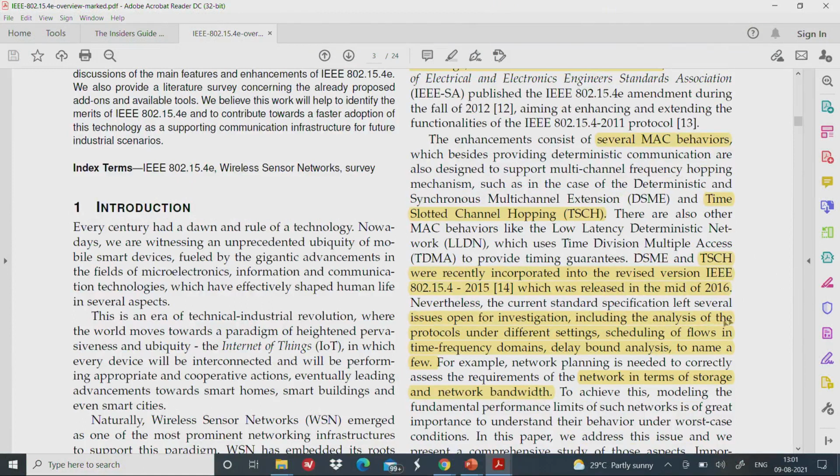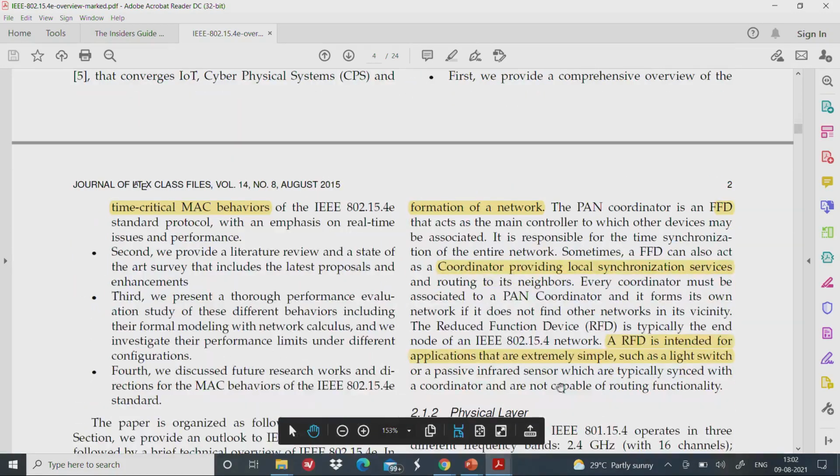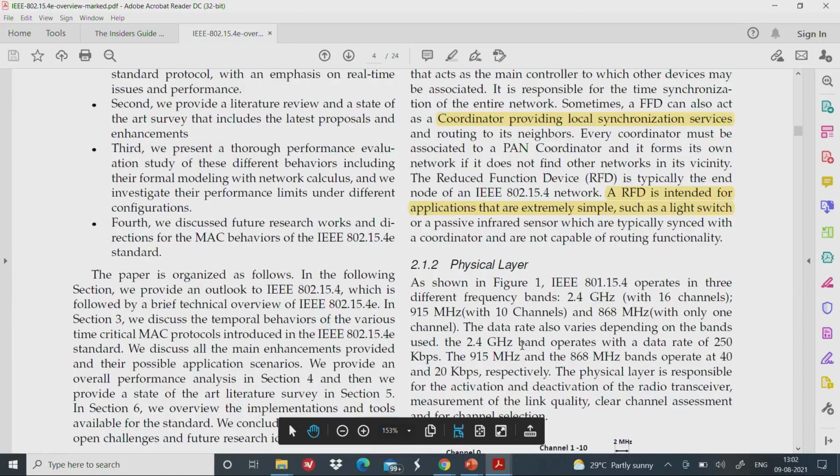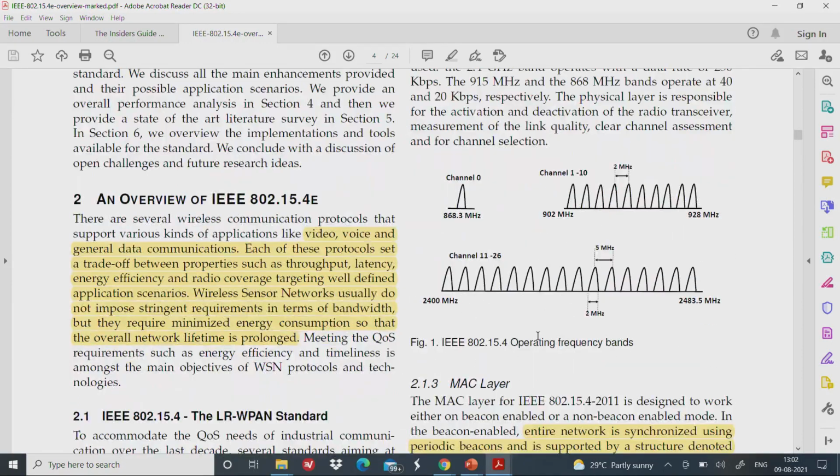incorporated as latest as 2015 and released in 2016, and essentially several issues open for investigation, including analysis of protocols under different settings, scheduling of flows in the time frequency domain, delay bound analysis and so many other related advantages with this system. Alright. So, I will skip the 15.4 part of it because we had a primer already. This is 15.4e for you.